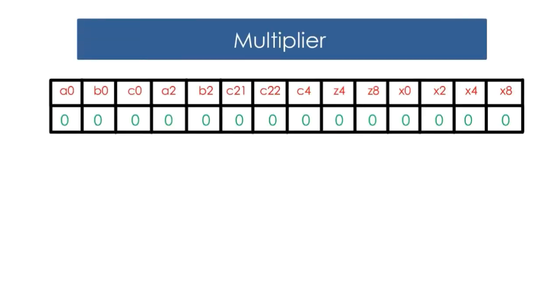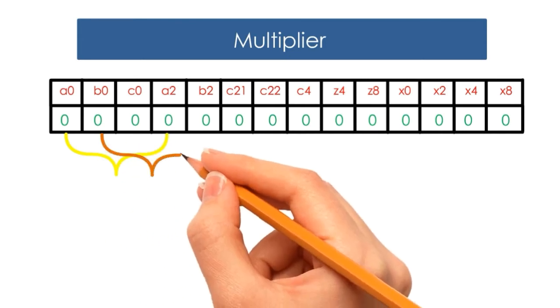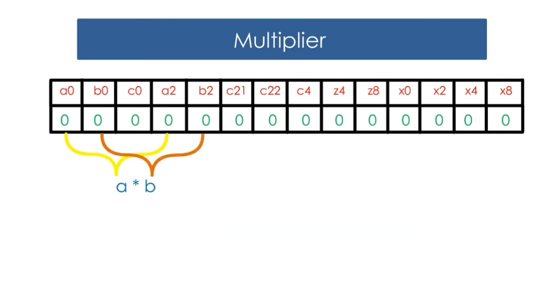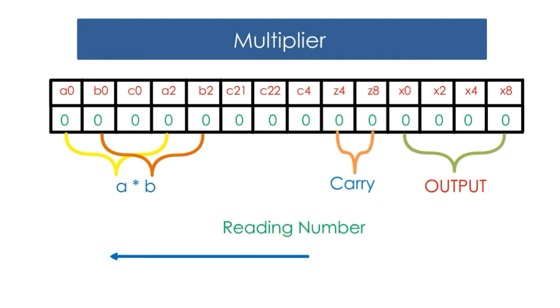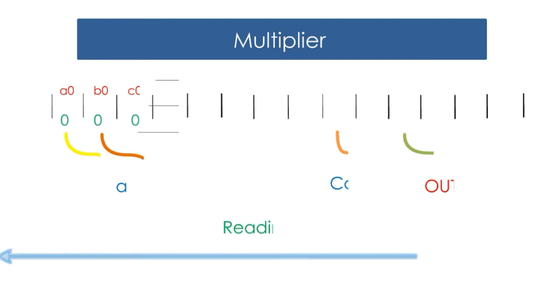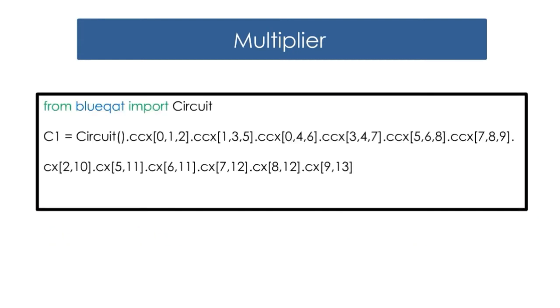Now, let us see the formula for the multiplier circuit. The process is multiplying A and B, Z4 and Z8 are carry, and X0 till X8 are the result. But in this case, we read the number from the last number. Let us see the code which performs the multiplier circuit. In this code, the CCX gate will be the carry circuit, and the CX gate will be the sum circuit.